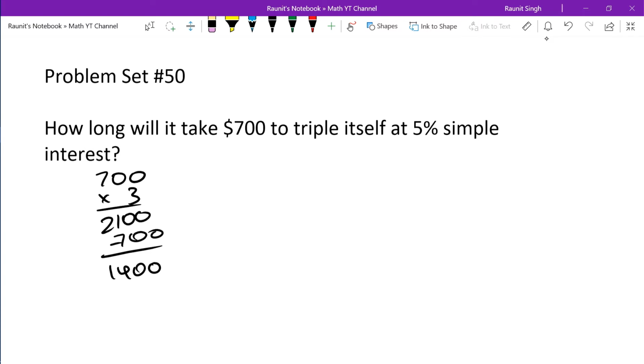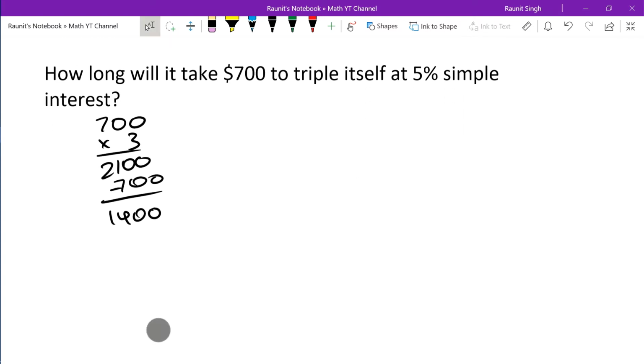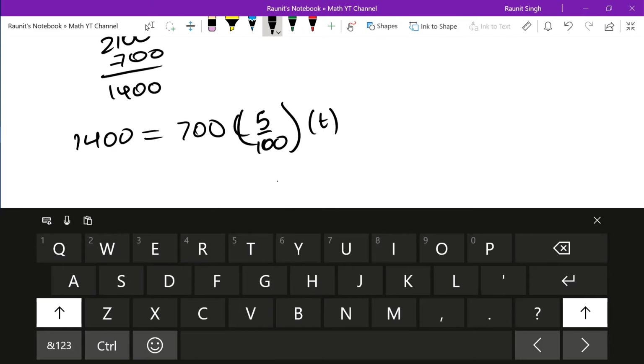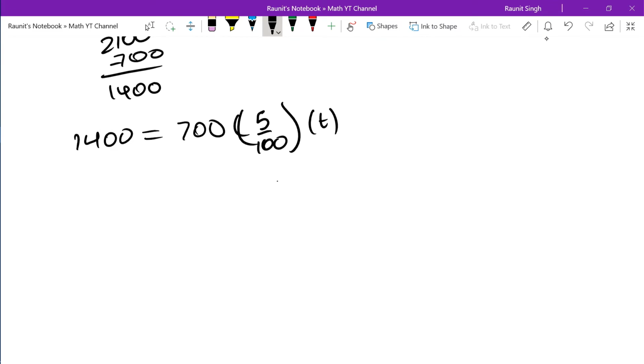So our A is going to be $1,400, and then our P is obviously $700. So 700 times 0.05. I mean, you could do that, or you could also do the 5 over 100 like I told you in the last problem, and then you multiply that with the T. So once again, we don't know T, we just have to solve for that. Sorry for the keyboard pop-ups, but yeah.